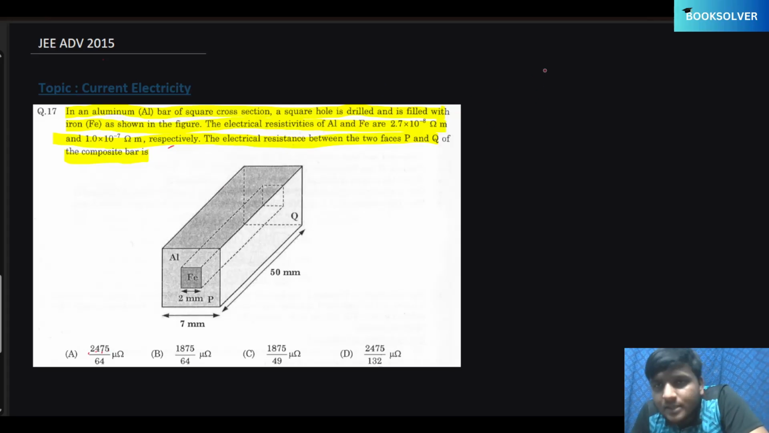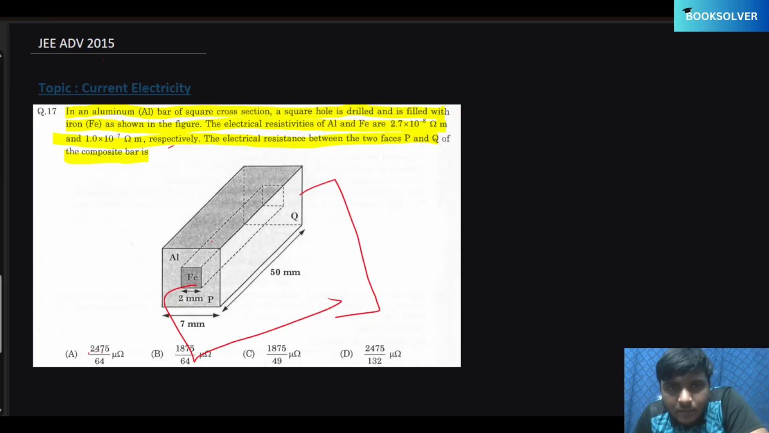For that, there is a simple rule. Whenever they are sharing the same current, they are in series, and whenever they are sharing the same potential, they are in parallel. Here we can see that if we apply a battery, since they are conductors, at both points there will be the same potential, which means they are in parallel. This is the simple concept here. Now we just have to calculate the resistance of each and combine them in parallel.